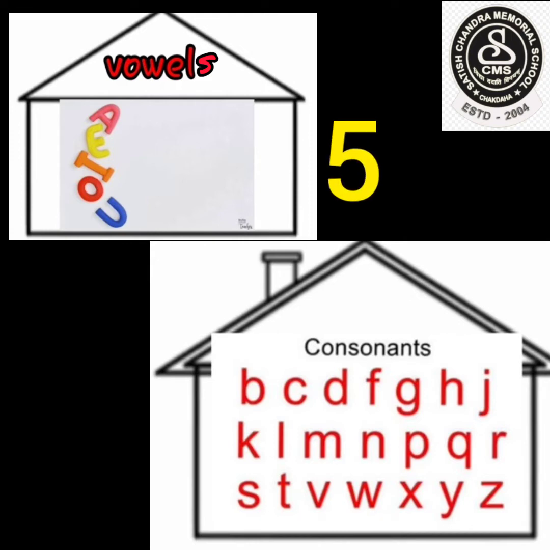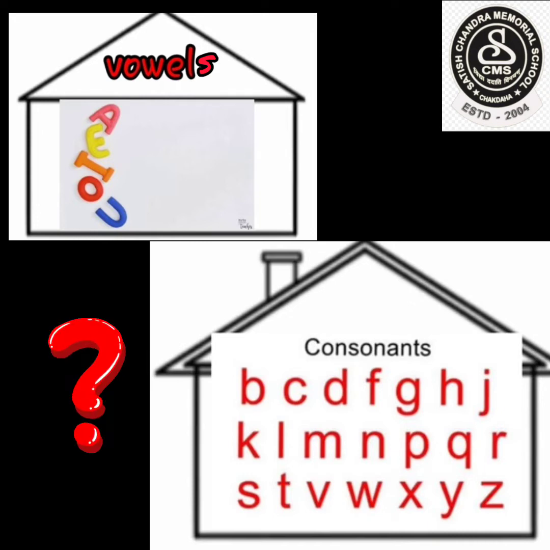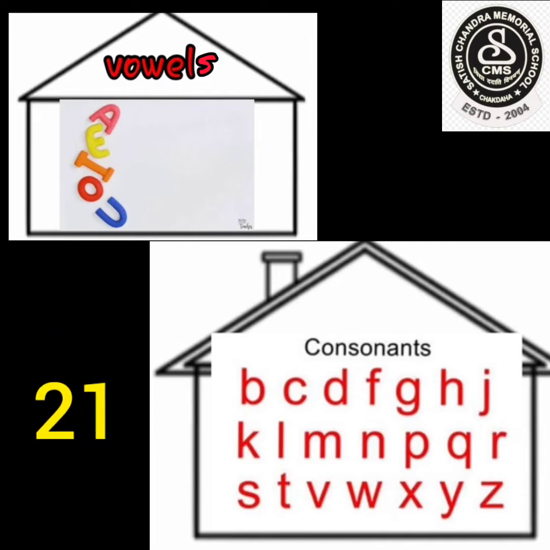So children, tell me how many vowels are there in the English alphabet? Very good. There are 5 vowels. Now can you tell me how many consonants are there? Very good. Yes, you are right. There are 21 consonants.